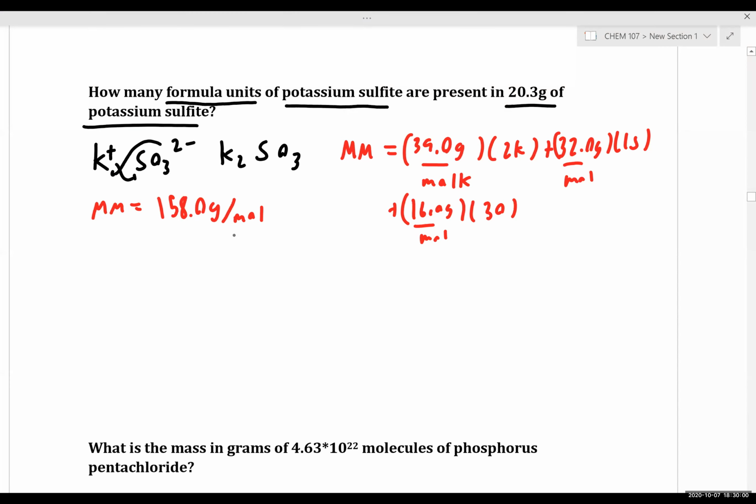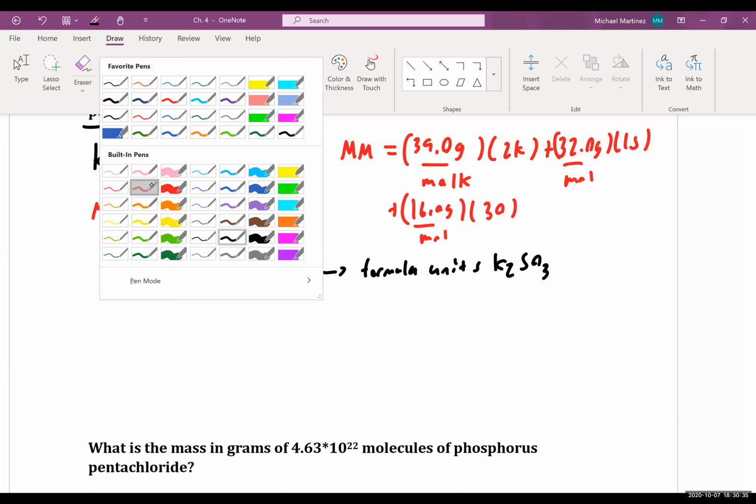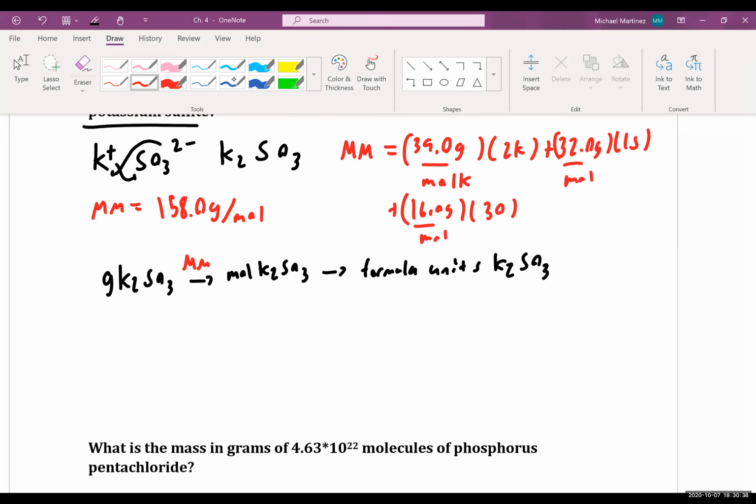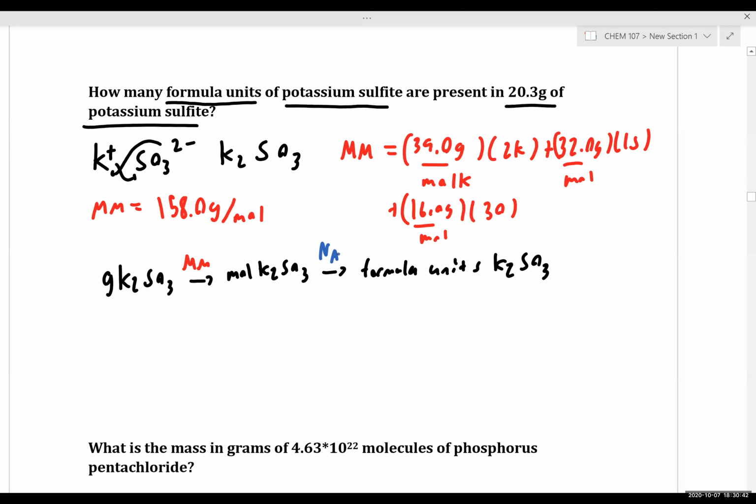Okay, so now that we have this molar mass figured out, let's look at what we're being asked to do in the problem. So we're asked to go from the grams of potassium sulfite to the formula units, which you can think of formula units exactly the same as molecules. So what is our intermediate unit once again? Moles, yep. So now that we have our solution map set up, we know that we're going to go from grams to moles using our molar mass, and we're going to go from moles to formula units using Avogadro's number. Now that we have this set up, we're going to execute on this.